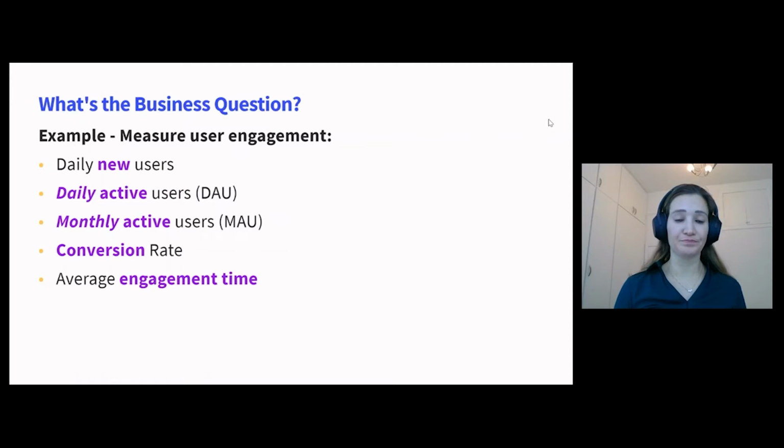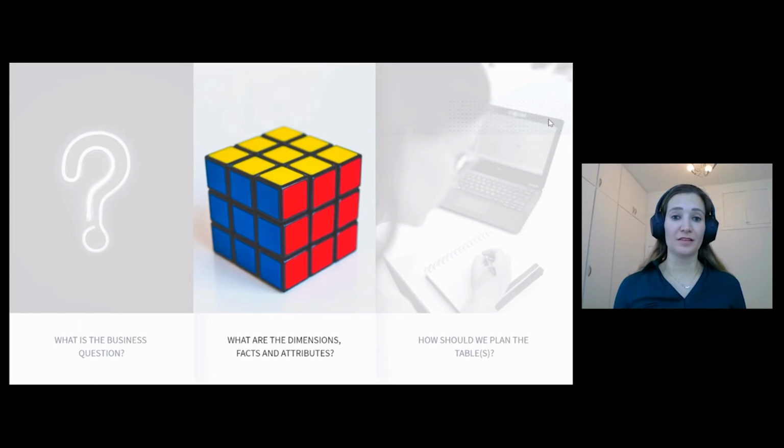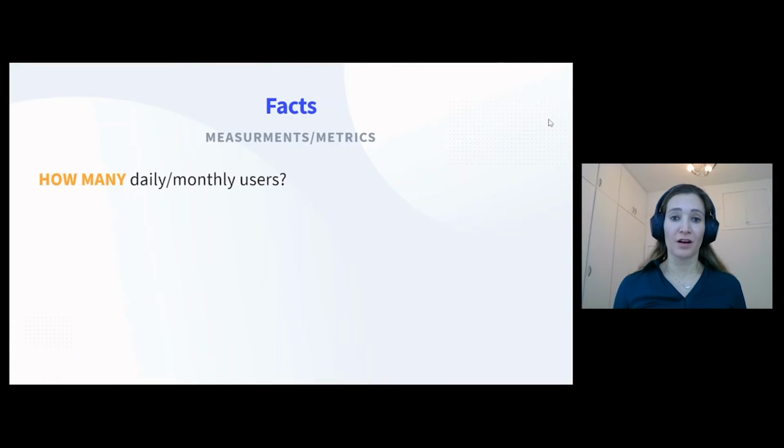After we've identified the business question, the next stage will be to understand what the dimensions, facts, and attributes are. Let's start with facts. Facts are the measurements, basically the metrics. What are we really testing?